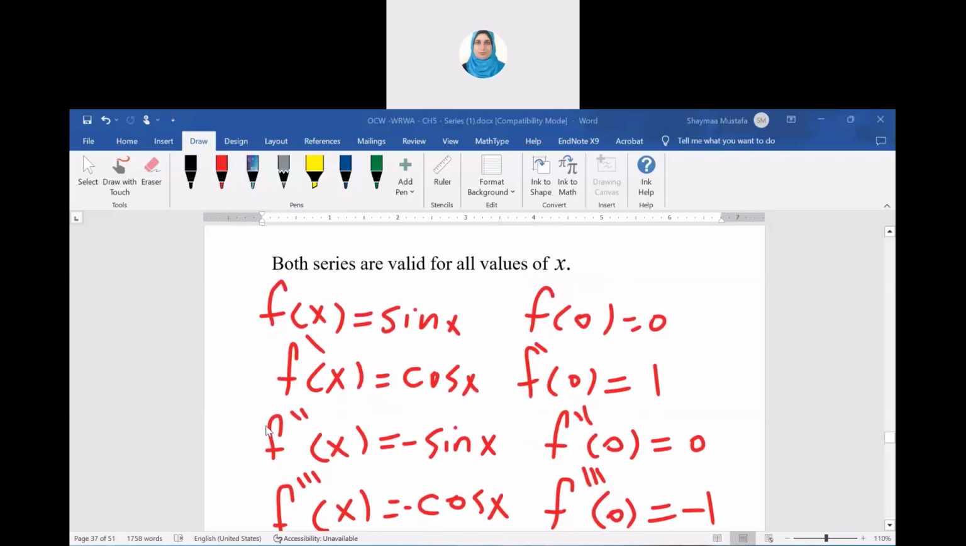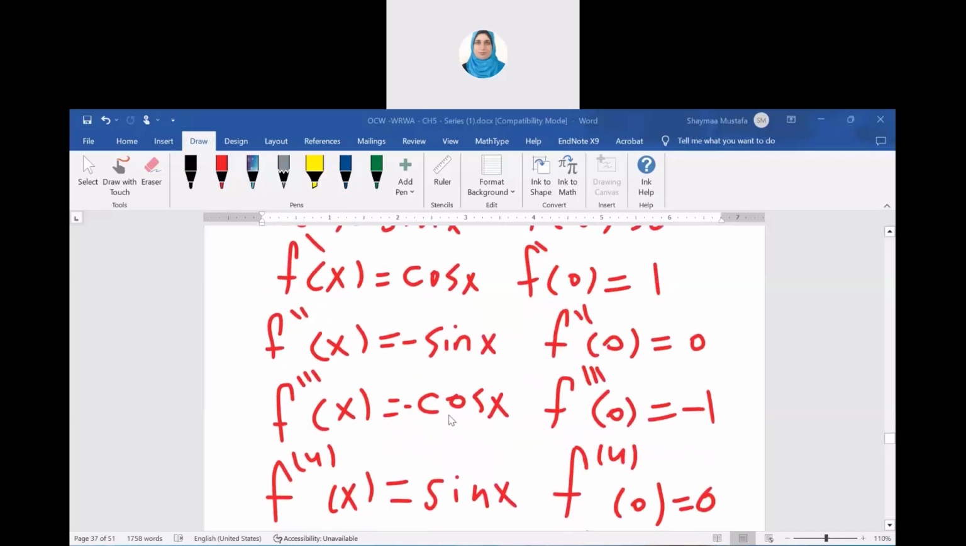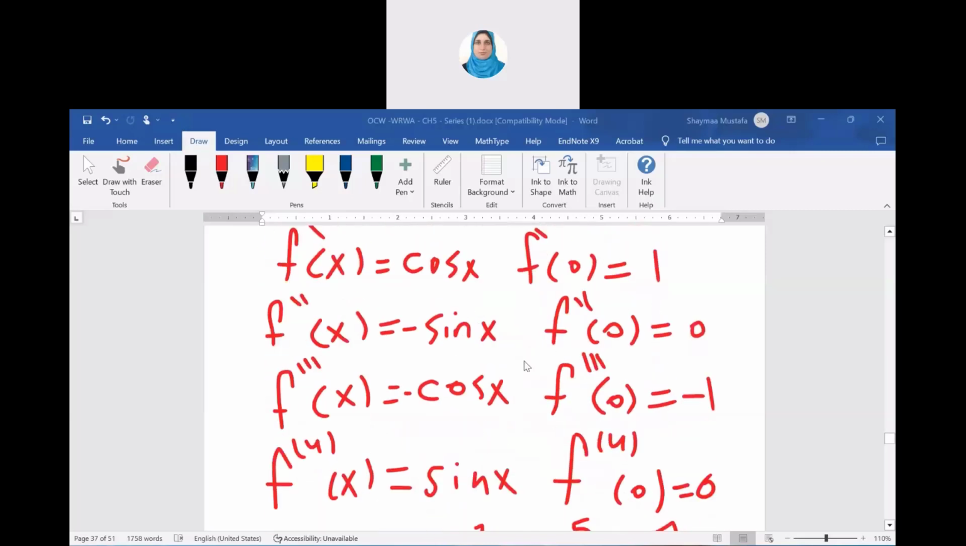Then you need to find the second derivative for the function, which means the derivative for cos x is minus sine x, which means that the second derivative at 0 is 0. The third derivative is minus cos x, then the third derivative at 0 is minus 1. The fourth derivative is sine x, so you have 0 again.